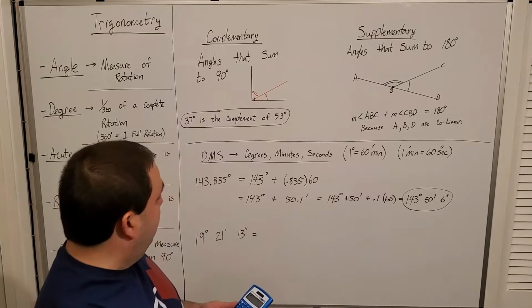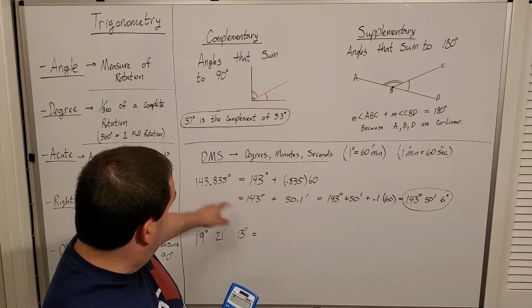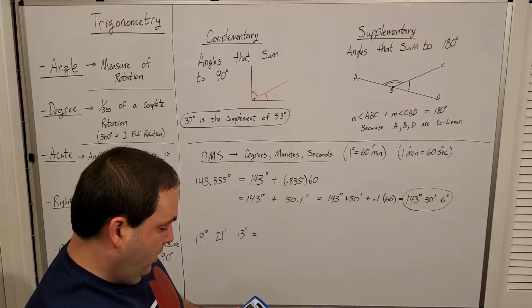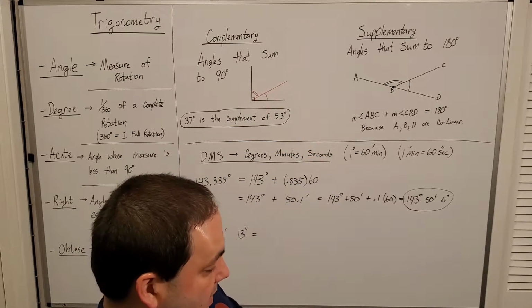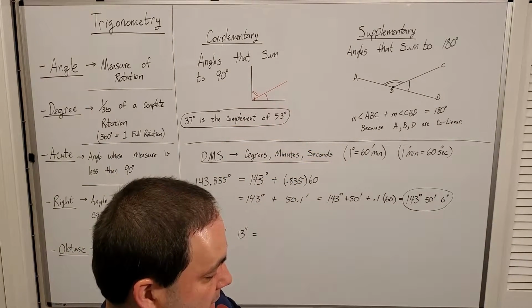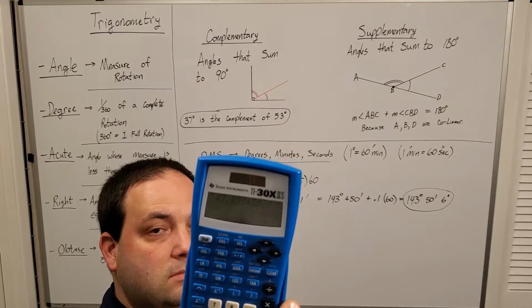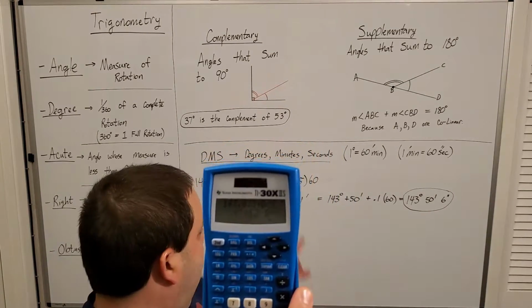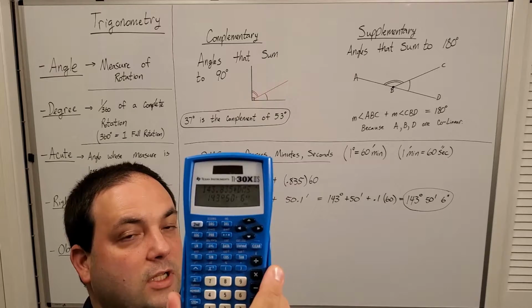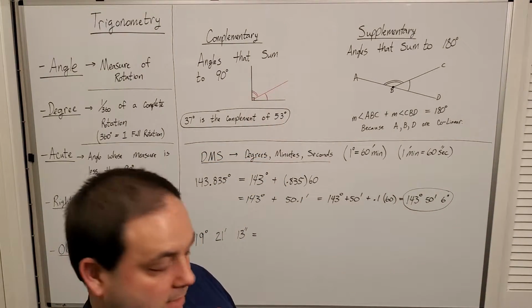I can type in 143.835 like so, and then I go into that menu and I hit to DMS like this. And then when you hit enter, you'll notice that it actually gives me the thing that we just calculated, 143 degrees, 50 minutes, and 6 seconds.